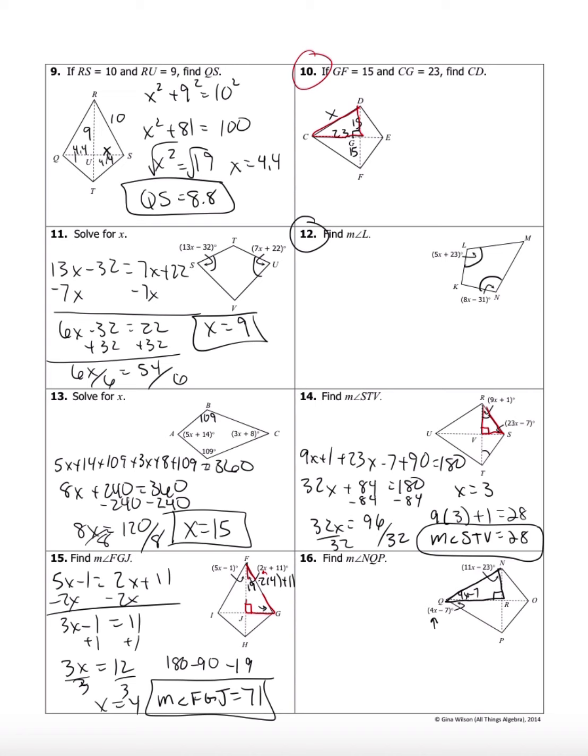So I'm going to write that down here. So whatever you get for x, you're going to do 4 times x minus 7 and then multiply by 2 at the end. Okay, so finish 16 and then you're ready for your problem set.